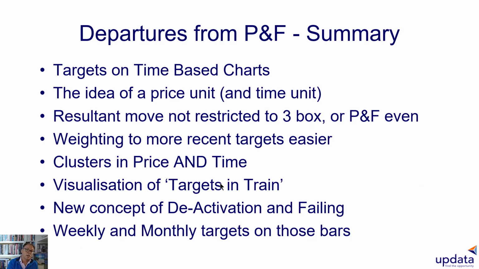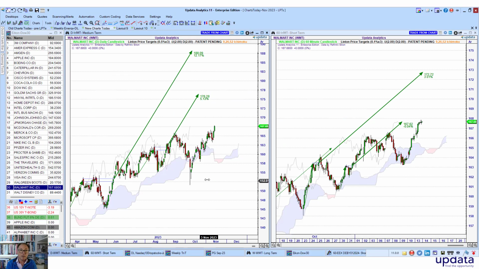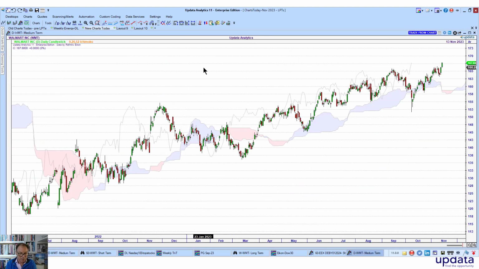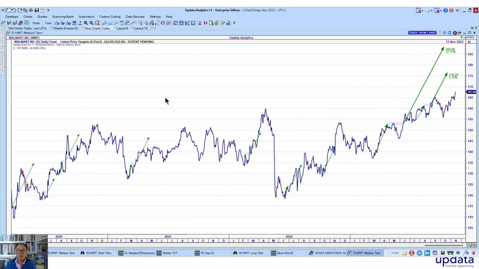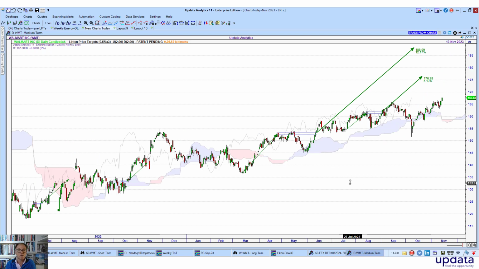So the targets, the key thing about this from point and figure is that the targets are now on time-based charts. So that's groundbreaking. I still don't fully understand why someone never actually thought to put these targets on time-based charts like line charts or candlestick charts. And one thing I would say is, if I just open a chart of Walmart here and I put the targets on, I can go and say, well, I want them on a line chart, and it will do them on line charts. I want them on a cloud chart, it will do them on cloud charts. It will do them on any chart you want.